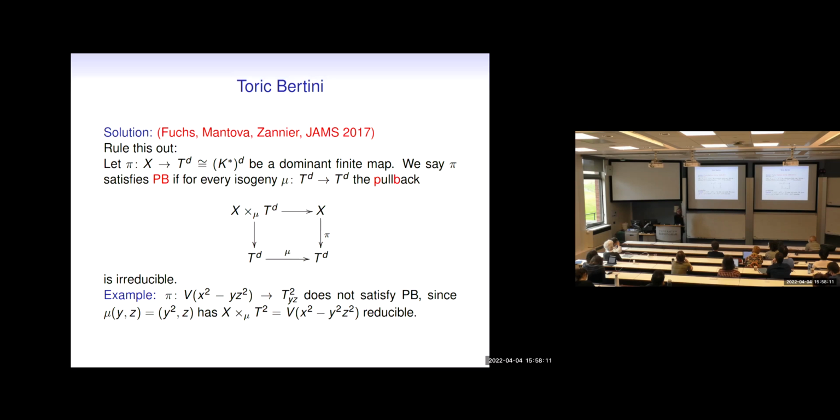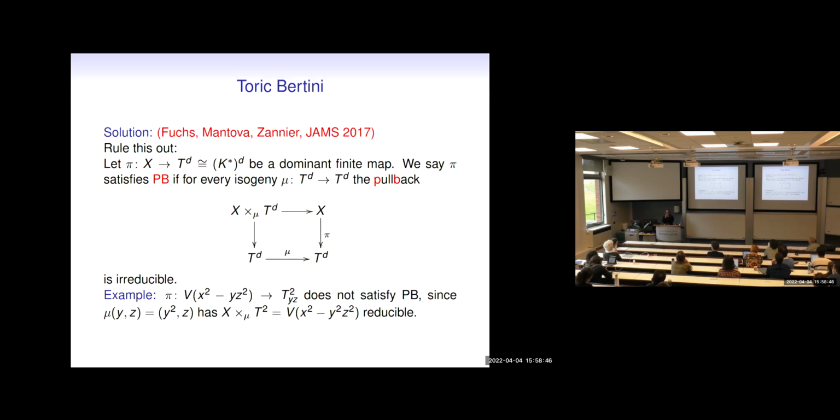And that's exactly what was happening in the examples on the previous slide. There I had x squared minus yz squared, and the problem was precisely that we did have this isogeny from mu to mu, (y, z) goes to (y squared, z), on my last two coordinates, for which if I pull back any subtorus containing those, we are going to get something reducible. So that was the problem.